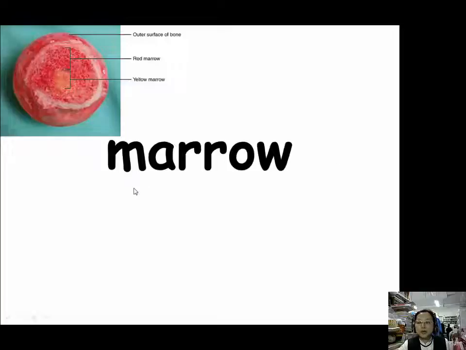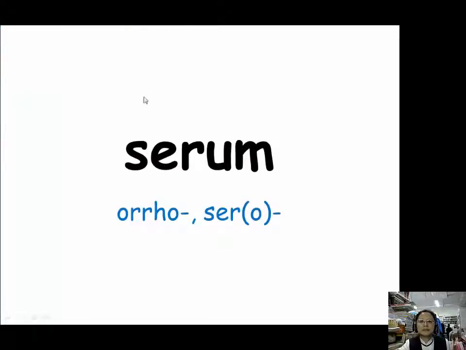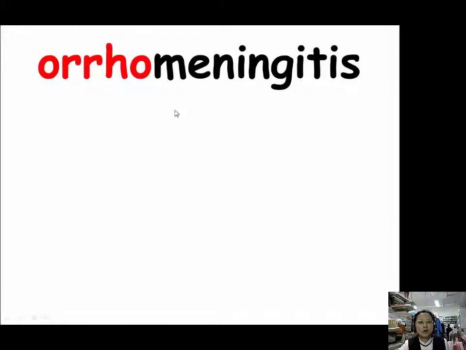Let's review what we learned for marrow, M-A-R-R-O-W. When we talk about marrow, we use two prefixes, medullo, M-E-D-U-L-L-O, and myelo, M-Y-E-L-O. For serum, we have two prefixes too, O-R-R-H-O and S-E-R-O.